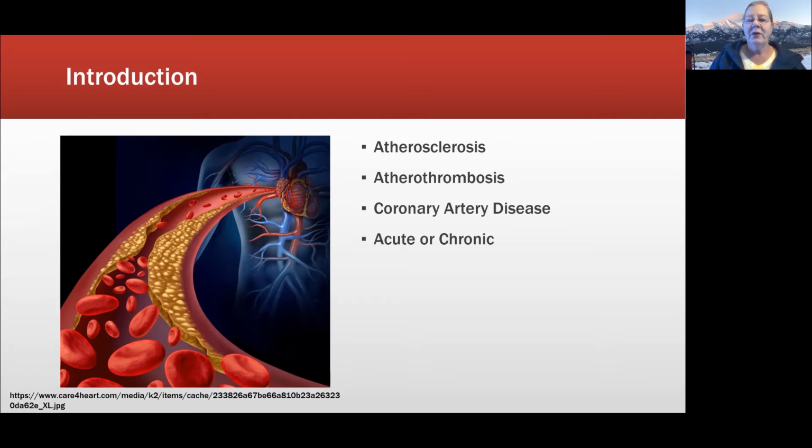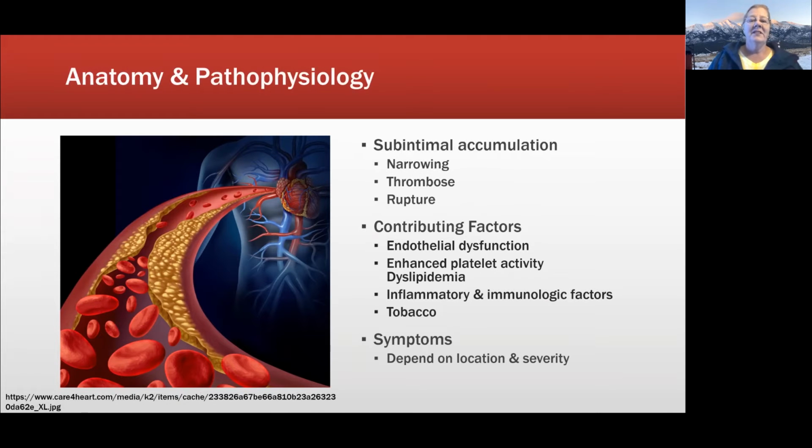So we're talking about atherosclerosis. And that means that we have this buildup of plaque in the intima here, and we'll talk in more detail about that. This can become a problem when it narrows, when we have atherothrombosis, where we have a blood clot that fills that spot. And this can also be an acute problem or a chronic problem, and we'll talk about that here in just a second.